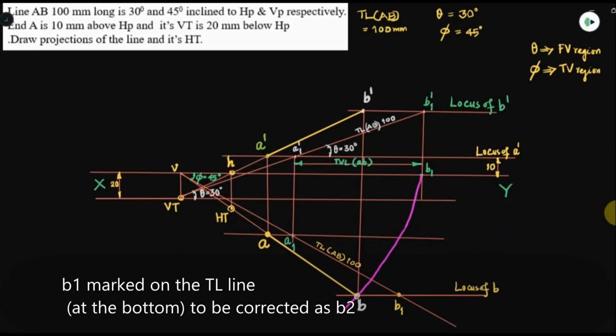So HT is some distance away. HT is actually a point on the horizontal plane, so some distance in front of VP, because it has come below XY. Taking the distance from H to HT, that is the distance of the horizontal trace in front of VP in this question. So this completes the solution.